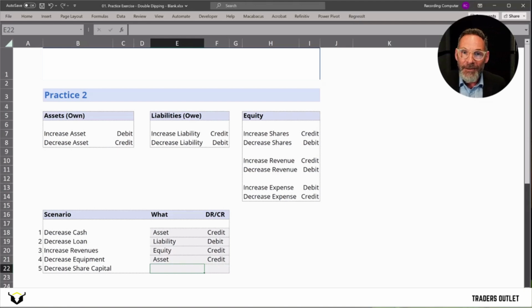And finally, we're decreasing share capital. So for example, maybe an organization or company is buying back its shares. When we decrease share capital, we know that's part of equity, and we know, therefore, that is a debit. Congratulations, we've now had a bit of practice with debits and credits.